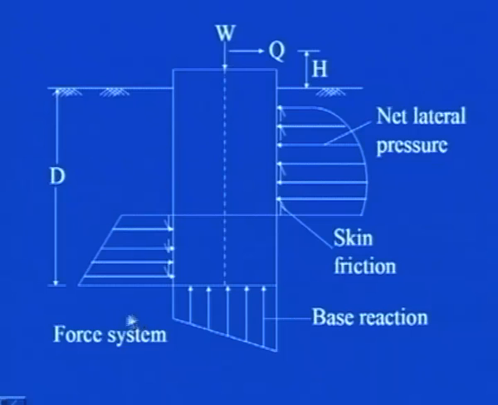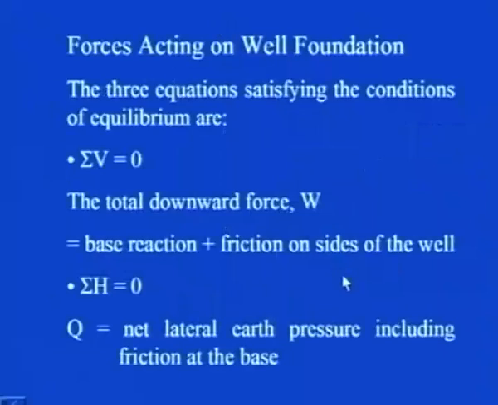You can see here that these are the various force systems which will be acting on the well foundation. This is the vertical force W, then the horizontal force Q, which is acting at a height of h from the existing ground surface, and then the lateral earth pressure. Along the surface of this well foundation, skin friction will be developed, and at the base, base reaction will be developed, and here you are seeing the lateral force in this particular direction along with the skin friction. So, this is a schematic diagram of the various forces which are acting on the well foundation.